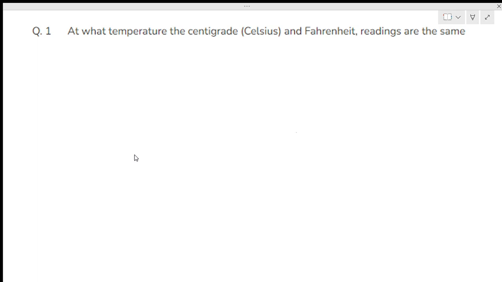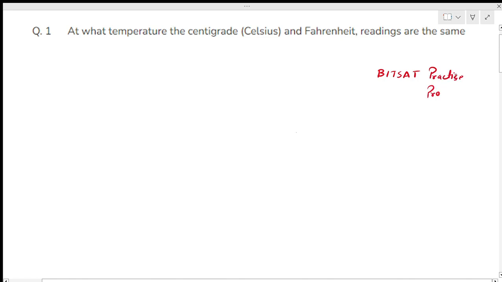So let's start the question. It's a BITSAT practice problem. Of chapter, basically, it's a chapter of heat and thermodynamics. Not thermo, just write here heat. Thermo is not there. And in heat, the specific topic is calorimetry. Fine. So what's the question?